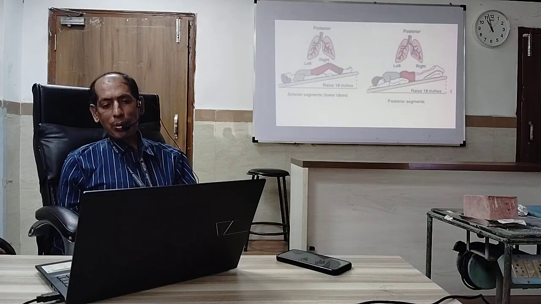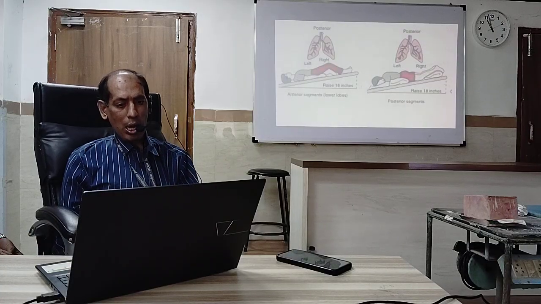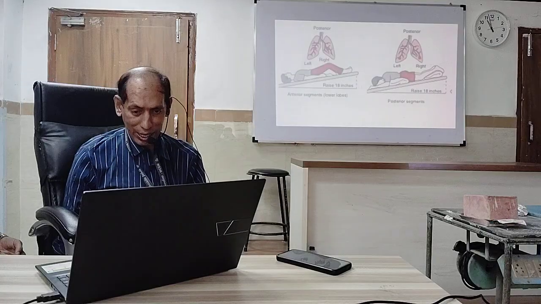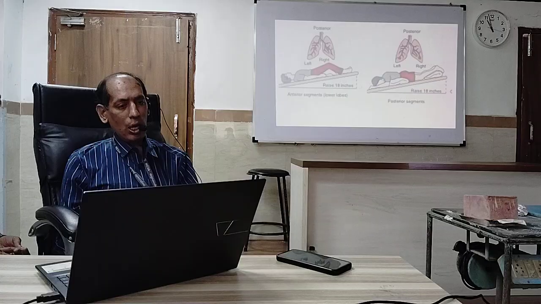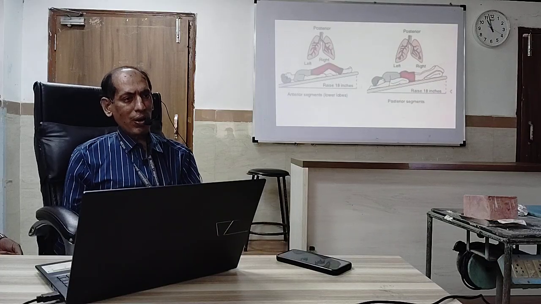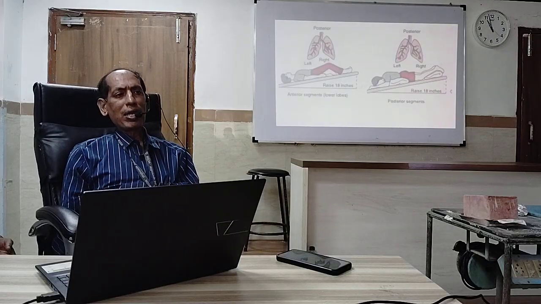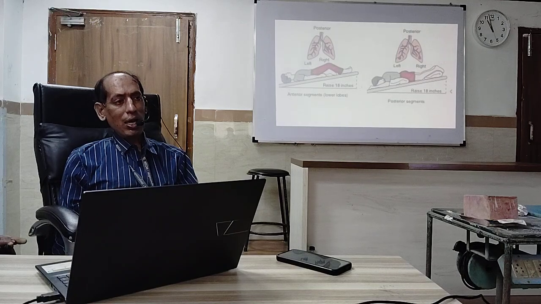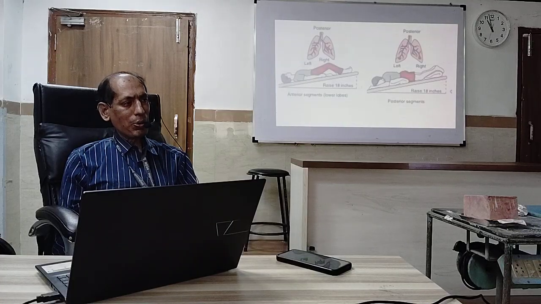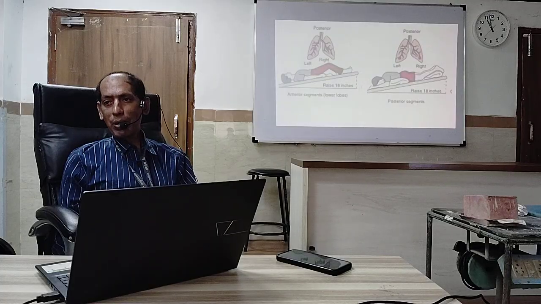What about the posterior segment? The reverse of the anterior segment. Lie fully prone, but with the foot end raised by 18 inches. Now, how will you get that? We have seen beds in the ICUs and other places which can tilt this side or that side. I'm sure there is no bed which tilts 18 inches on one side. 8, 10, 12 inches, okay, but 18 inches, 1.5 foot, that much slope, there is no bed.